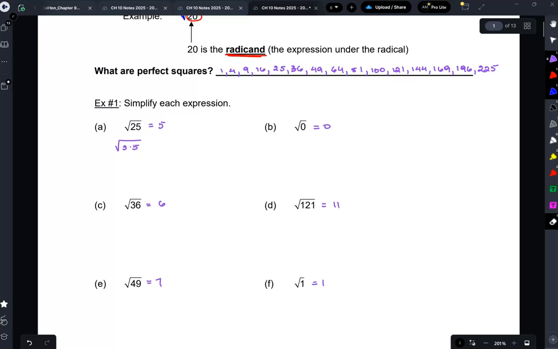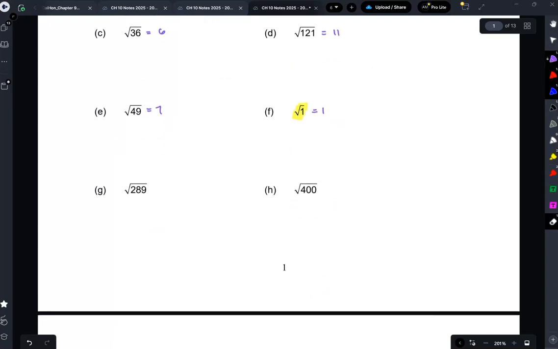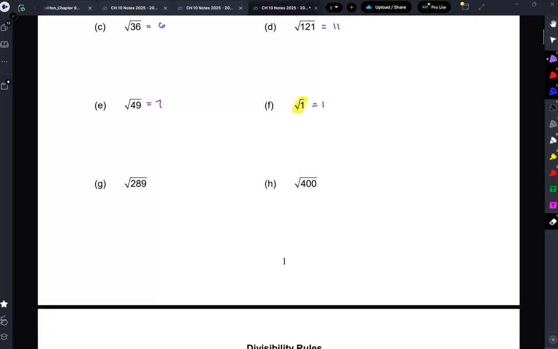Okay, so I need you to memorize this one and this one. Just memorize it. We just need to know. Now, the square root of 289, that's 17. It's okay if you don't know that one by heart. However, this one, the square root of 400, I think to myself, what times what is 400? And 20 times 20 is 400, so that's 20.